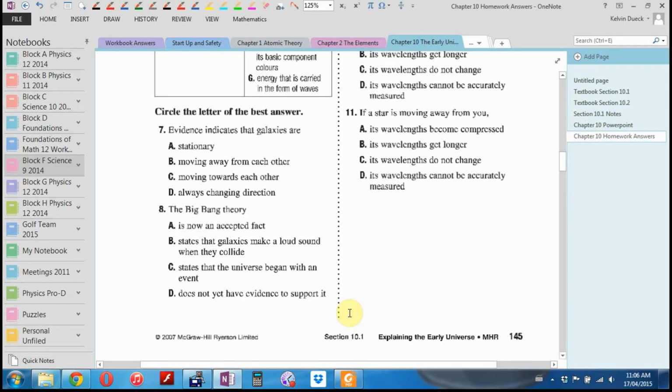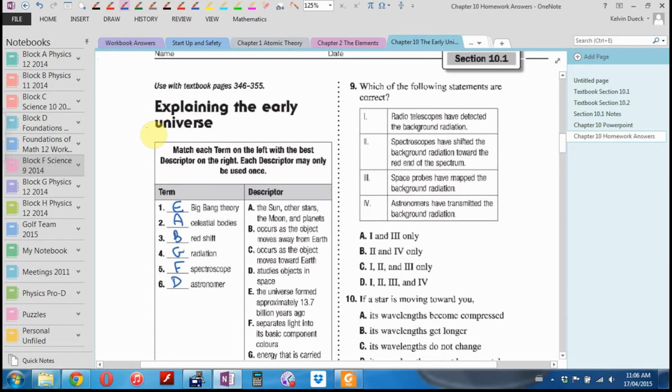Evidence indicates that galaxies are moving away from each other. Number 8, the Big Bang Theory. Well, it states that the universe began with an event. I'm not wild about that question. I'm certainly going to say, this is good. Number 9, which of the following statements is correct? Sure, that's true. Sure, that's true. That's false. So first of all, I'll cross out anything that's got that.